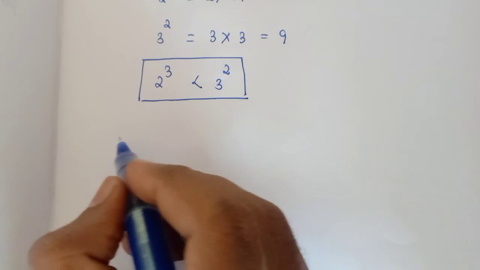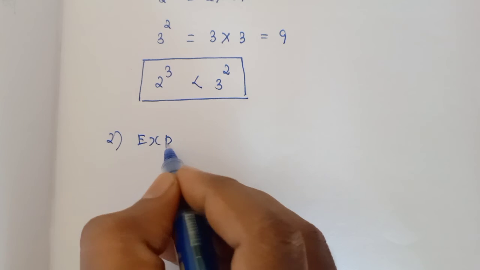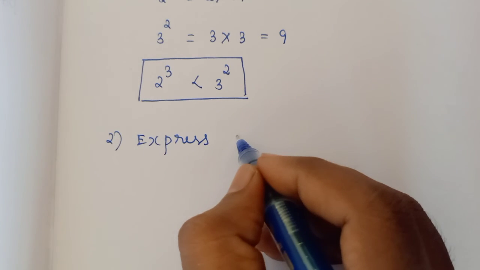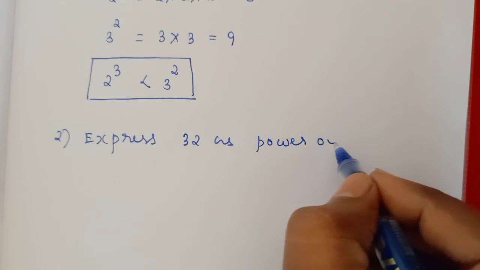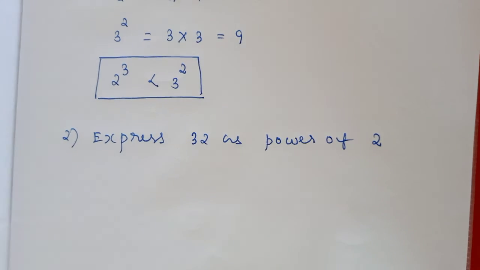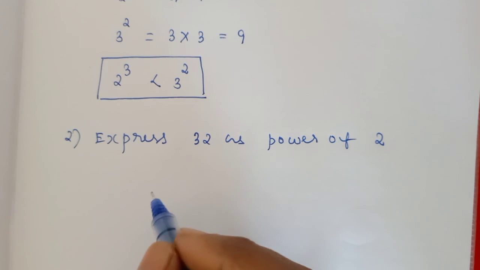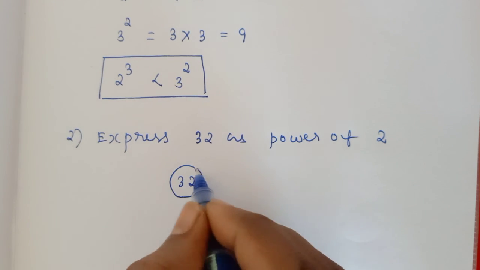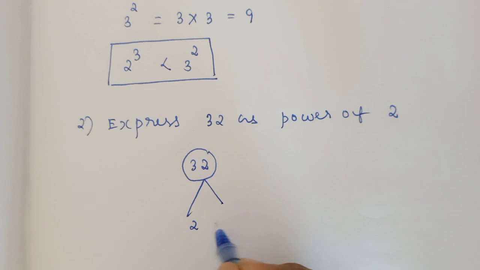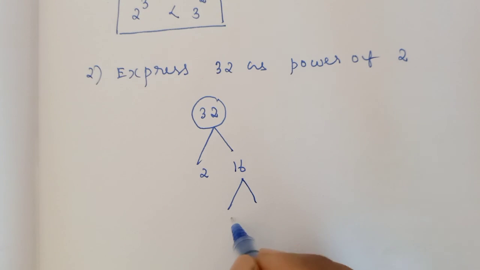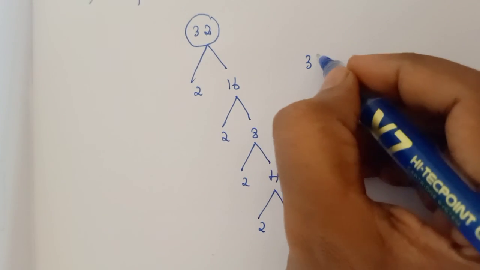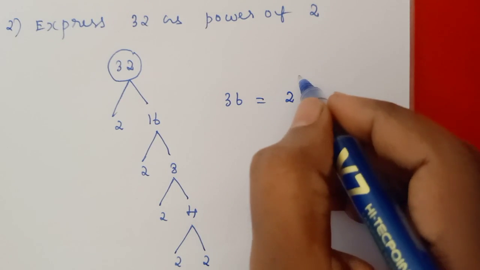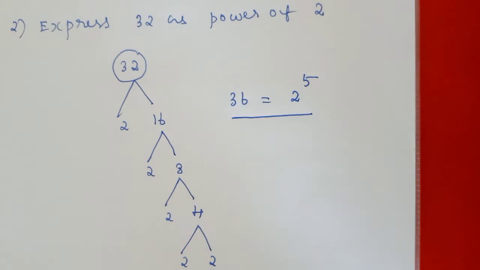The next example is express 32 as a power of 2. So I am going to split the 32 as per prime factors, 2 into 16, 2 into 8, 2 into 4, then 2 into 2. That is nothing but 32 equal to 2 power 5. These are the powers of 2.